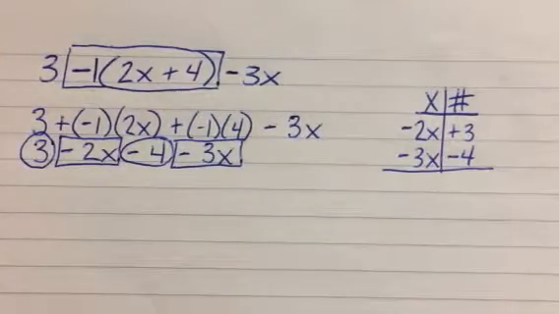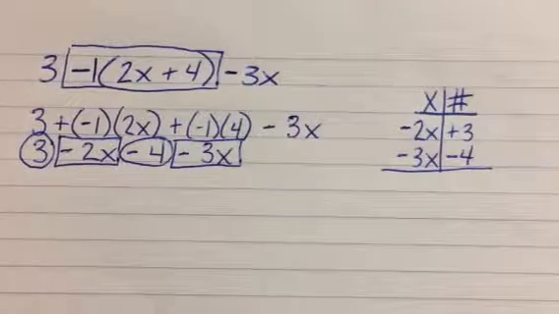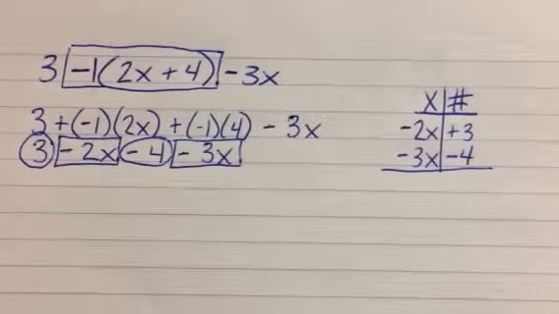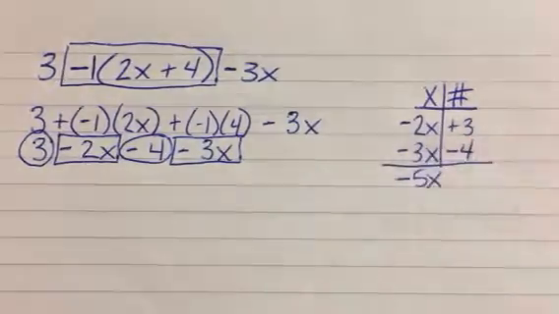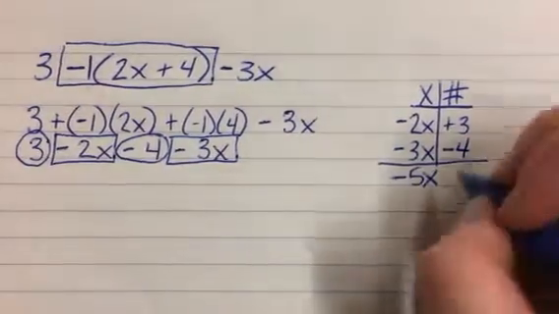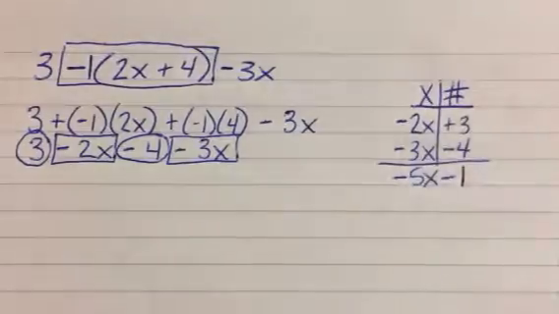And then it's top to bottom. So I'm going to do -2 minus 3. It's my x term. So -2x minus 3x is going to be -5x. 3 minus 4 is going to be -1. So I'm going to put a -1.